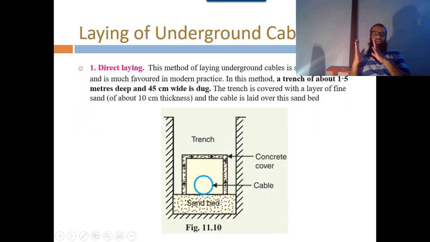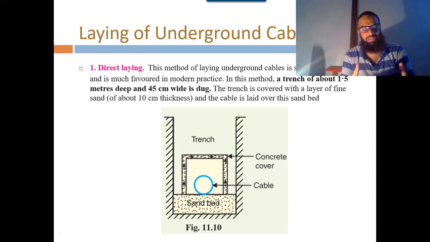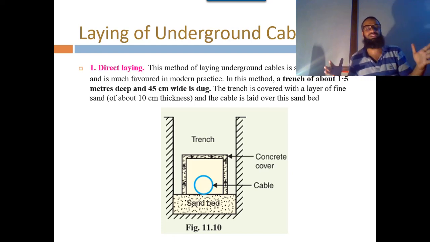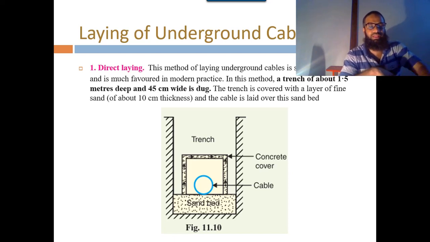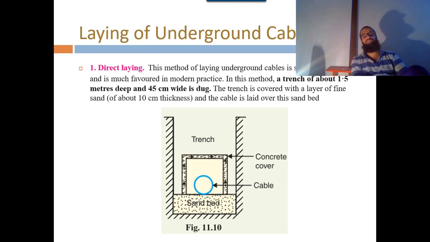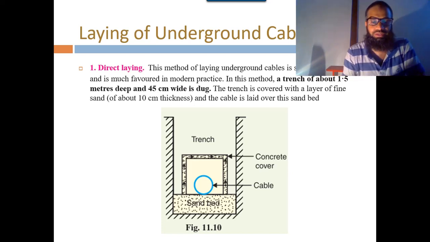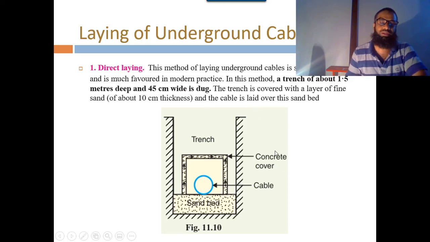Now for the laying of the underground cable, the physical structure is designed in order because when a fault occurs, we cannot dig up the whole line. So the physical structure is designed in such a way that we can go inside, find that fault and remove it. There are three ways to implement this. One is the direct line. In the direct line, we dig a trench about 1.5 meters in depth and the width is 45 centimeters. Under this trench, we will use cables to transmit electricity.